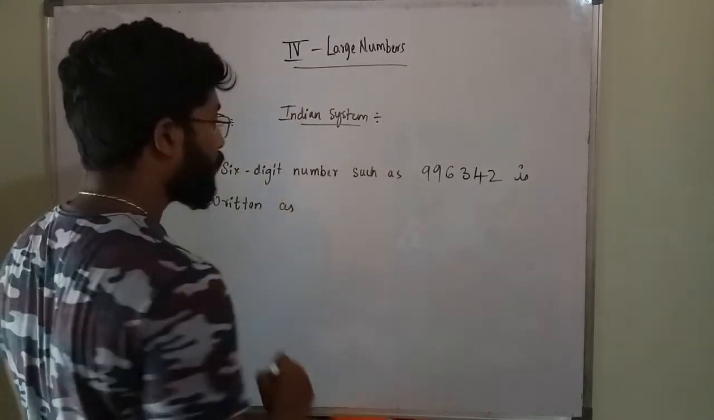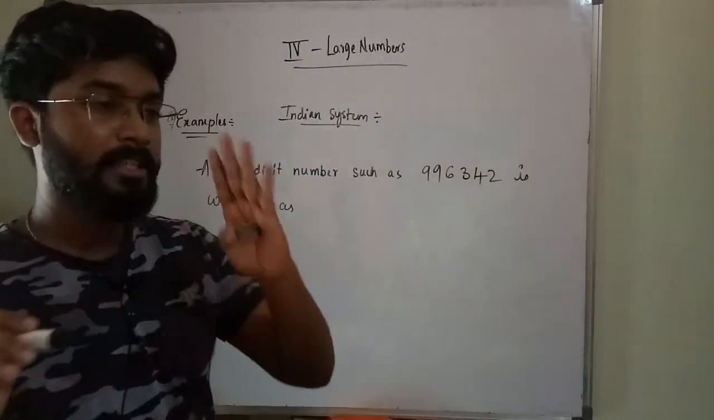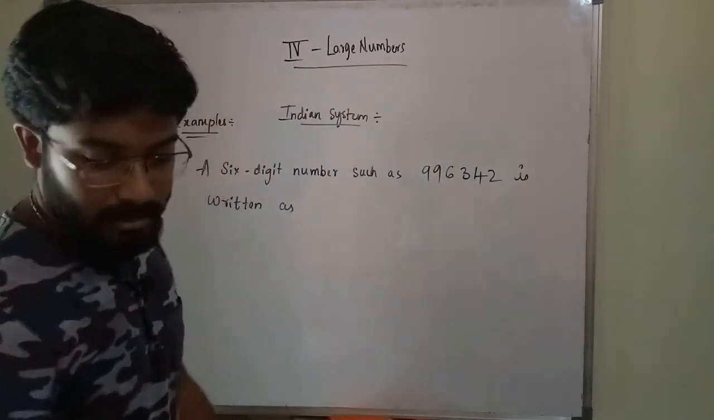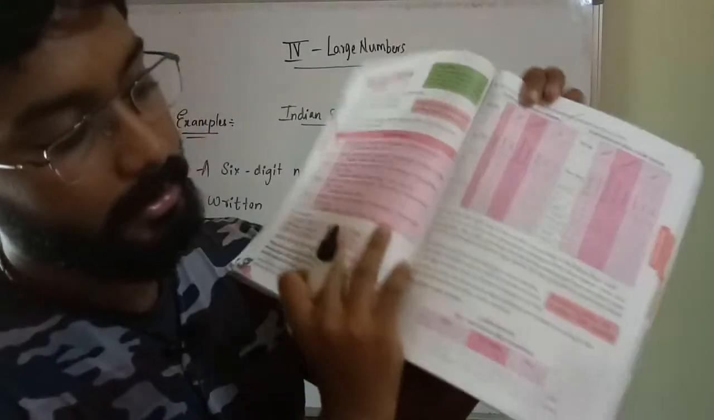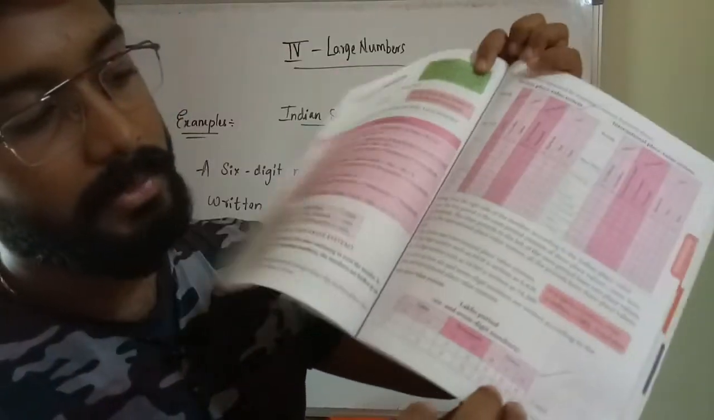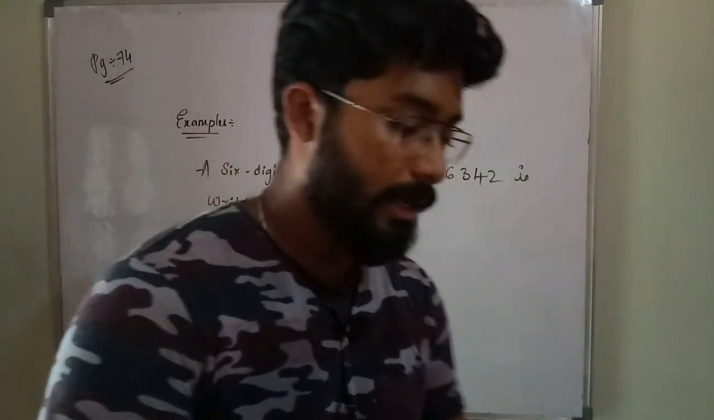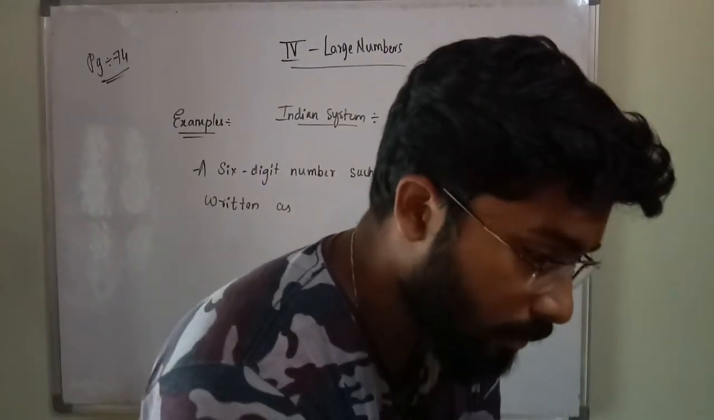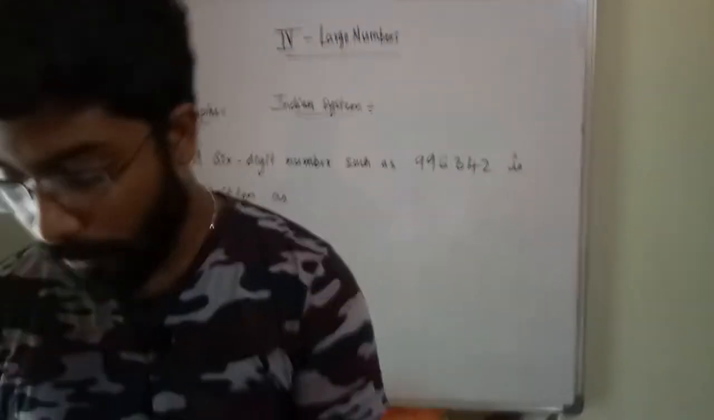How will you write? We will separate with commas. Everyone knows that we separate each period with commas. In the Indian system, yesterday we saw this table on page number 73. In ones period you have three place values. In thousands period you have 2 place values, 1,000 and 10,000, and in lakhs period you have lakhs and 10 lakhs, 2 place values.